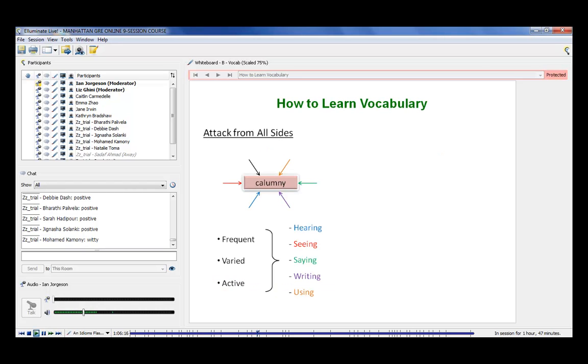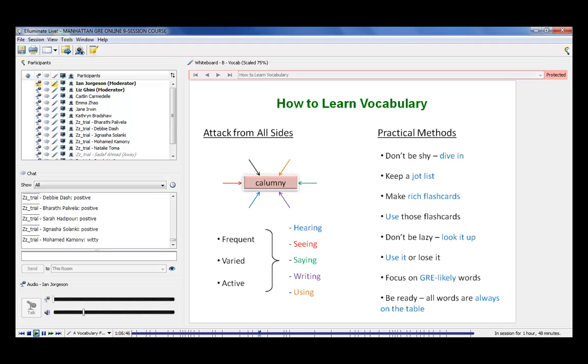All right, how to learn vocabulary. So here's that word calumny again. Attack it in every way possible, and that means hearing the word. That means seeing the word in writing. That means speaking it out loud or using it in a fun sentence that you come up with, right? All of these are very important. We're not going to learn that word until we get a chance to utilize it in a number of different ways, right?